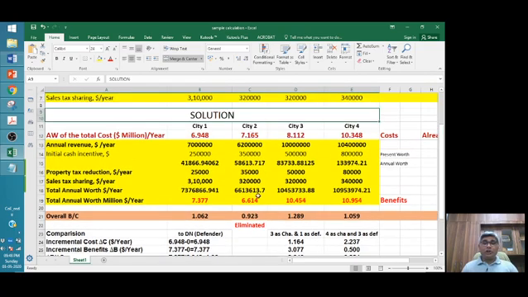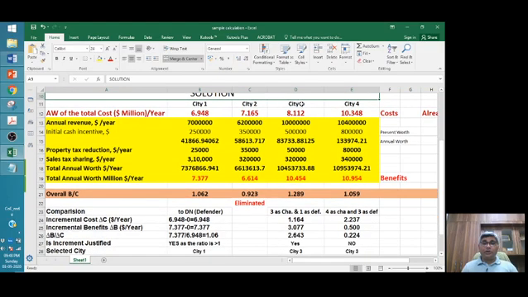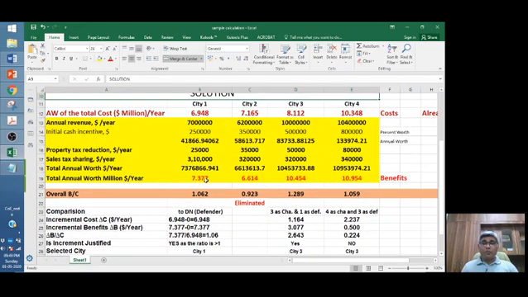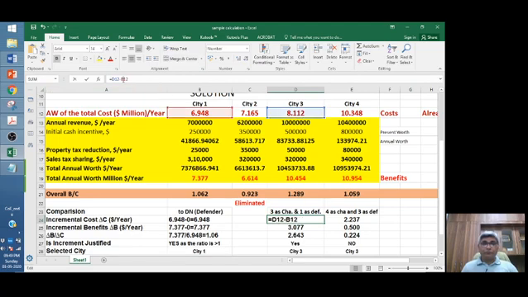Now since city 2 is already eliminated, no need of making further calculations, just coming on to city 3. On similar lines, we have already made computations regarding the annual worth and the total benefits, and the overall B by C ratio is greater than 1, that is why it is not being eliminated. So if we compute the incremental cost, we are basically comparing city 1 with city 3. The incremental cost is the difference of these two, this minus this. So the incremental cost difference is this much.